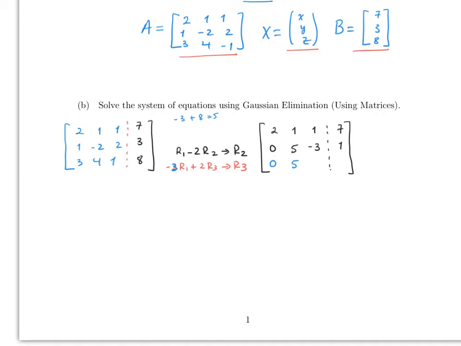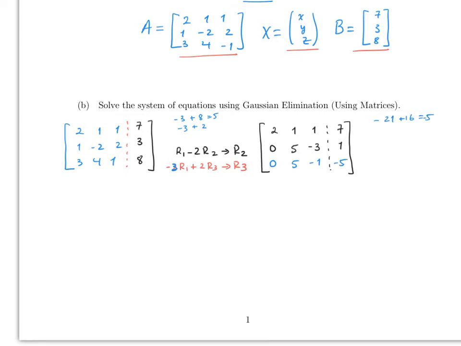Then the next one is going to be minus 3 plus 2, which will give you negative 1. And then the last one is going to be minus 21 plus 8 times 2, which is 16, which is equal to negative 5.